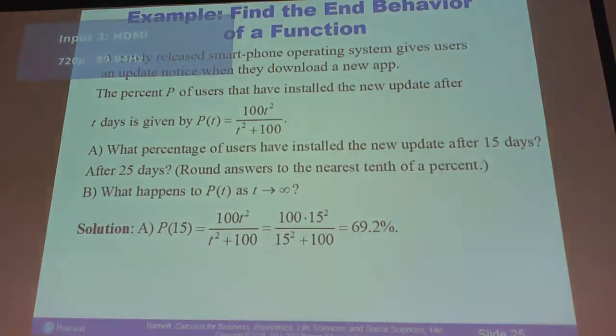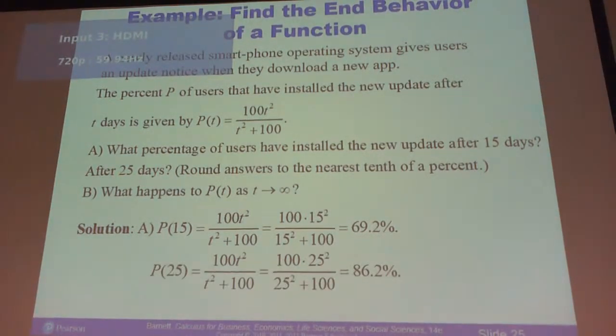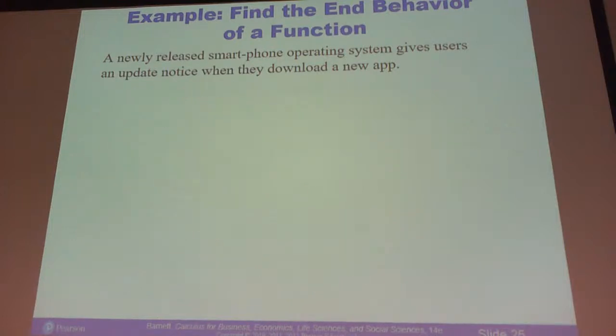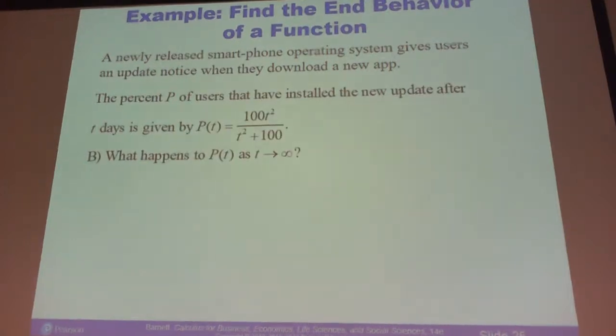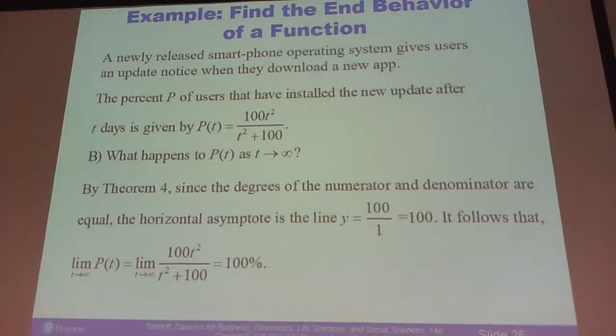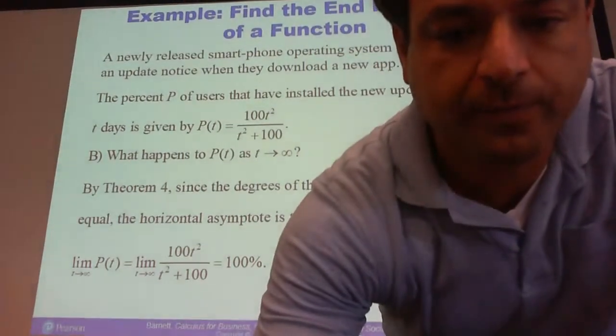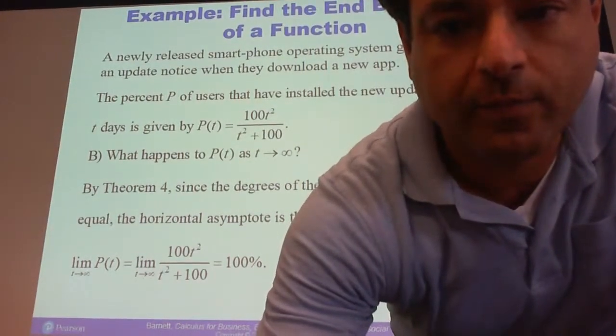So at 15, 69.2%, 25, 86.2%. And then to figure out infinity, we realize that there is a horizontal asymptote at 100 over 1, which gives us 100%. And that ends 2.2. Okay?